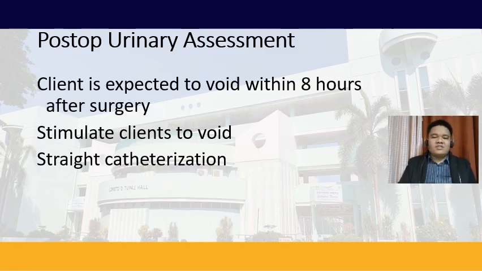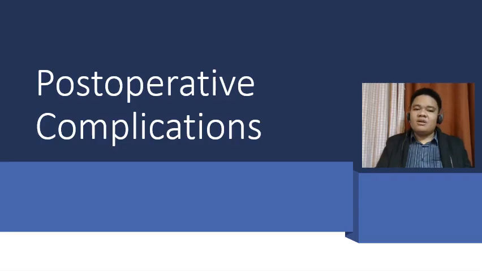Also, the client is expected to void within 8 hours after surgery. So you need to stimulate the client to void. That may be done by ambulation, or that might be done by turning on the faucet such that it mimics the sound of urination. Straight catheterization may be done if the urinary functioning of your patient is not yet back and he is experiencing bladder distension. Okay, bladder distension.